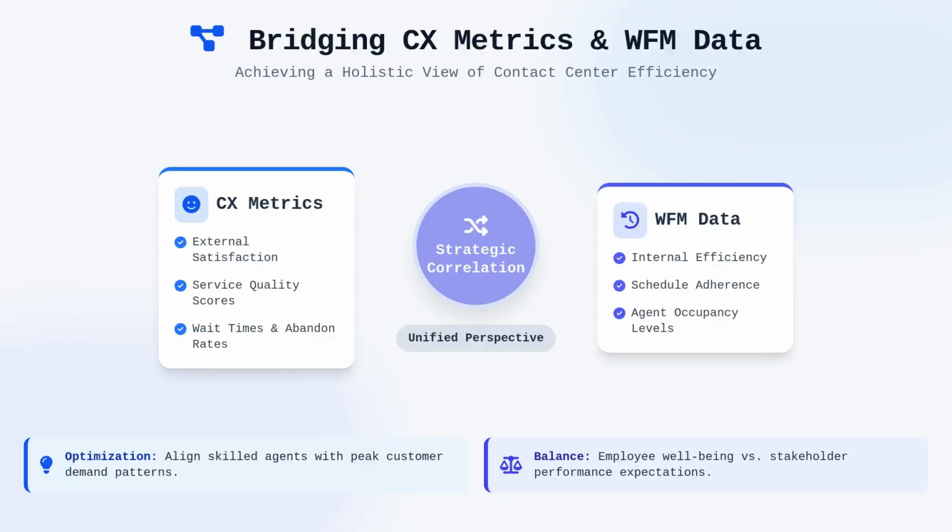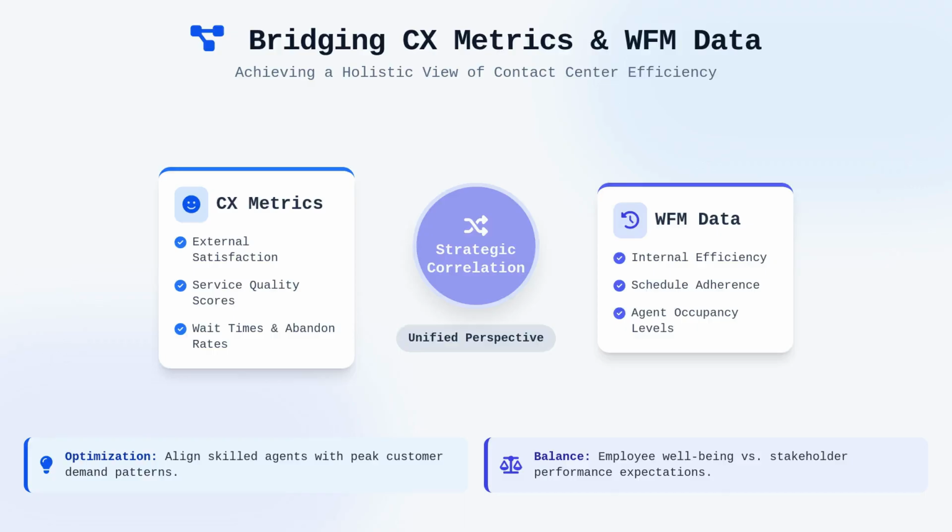Achieving a truly holistic view of contact center efficiency requires the strategic correlation of CX metrics with workforce management data, bridging the gap between how we serve customers and how we manage our human capital. Most organizations traditionally treat these datasets as separate silos. CX metrics define the external satisfaction and service quality, while WFM data defines internal efficiency and schedule adherence. By integrating these datasets, you unlock the ability to answer critical questions about your operational cost to serve, such as whether schedule adherence deviations result in tangible increases in customer wait times or abandon rates.